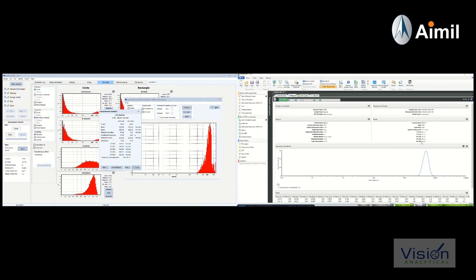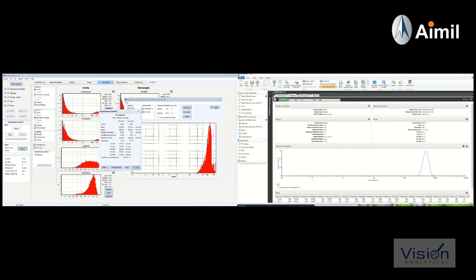As you can see here on the laser diffraction system, we have a D50 of about 495. When we look at dynamic image analysis, we have a D50 of about 544. A little bit different. Not very surprising given that they are different techniques and the particles aren't completely round.